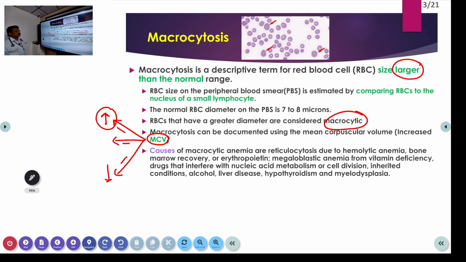So megaloblastic anemia or macrocytosis will produce elevated MCV. That will be the easiest investigation in a given patient who can be diagnosed as megaloblastic anemia. So in megaloblastic anemia, MCV will be elevated. We will see the causes for that.